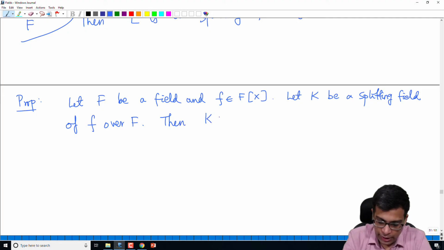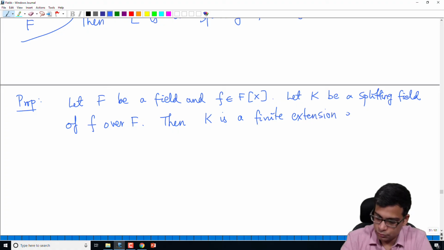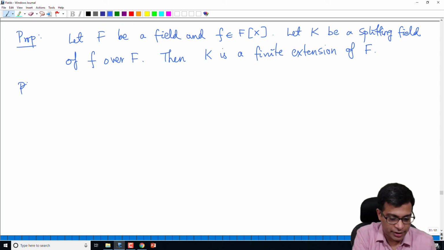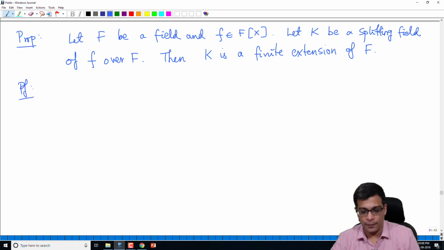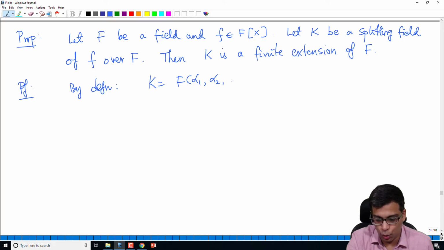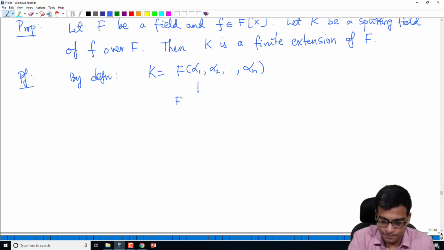Then K is a finite extension of capital F. So splitting fields are automatically finite extensions. This is very simple, because by definition K is F(alpha 1, alpha 2, ..., alpha n), right? So this sits inside a tower like this.